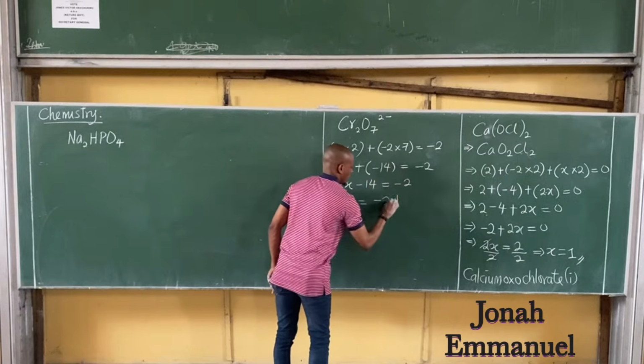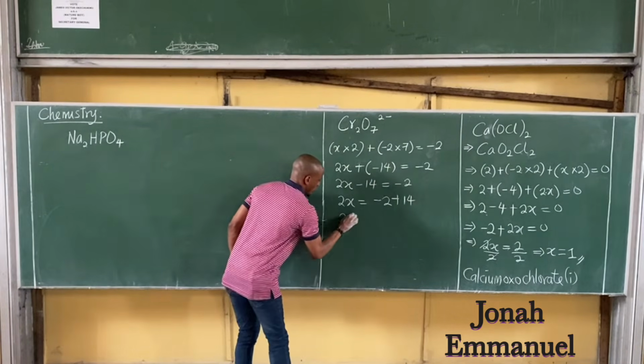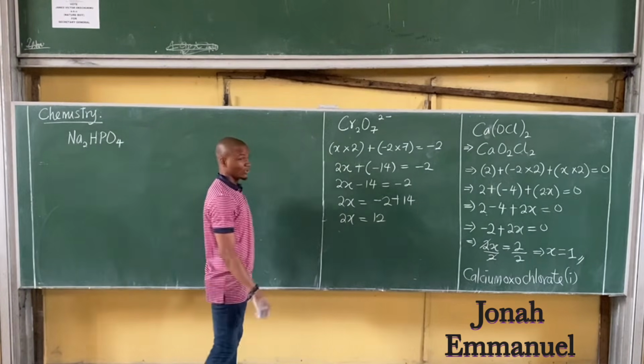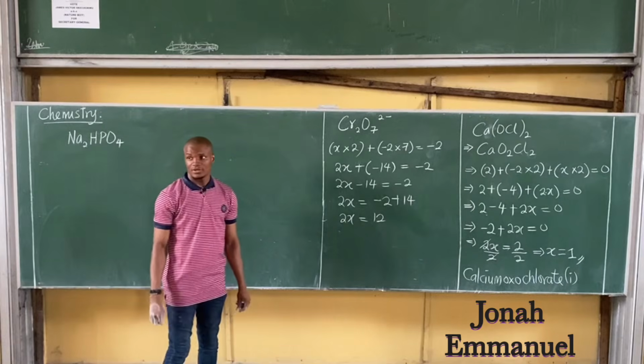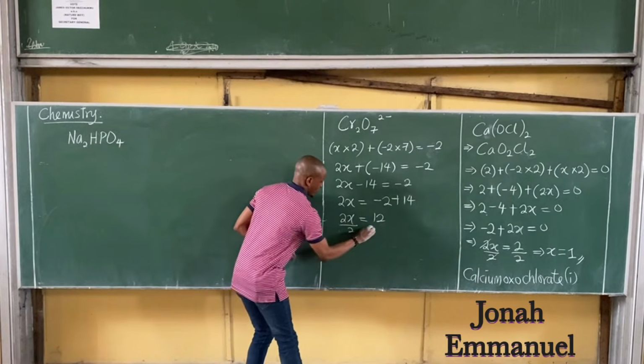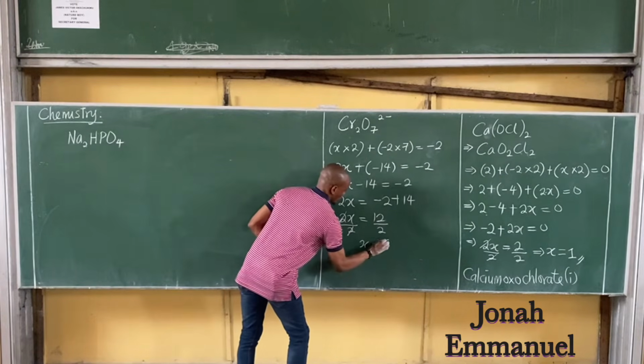So it becomes what there? Plus 14. So I'm having 2x is equal to, this gives you what there? Plus 12, or minus 2 plus 14 is 12. Right. Divide here by 2. This cancels this. X is now equal to 6.